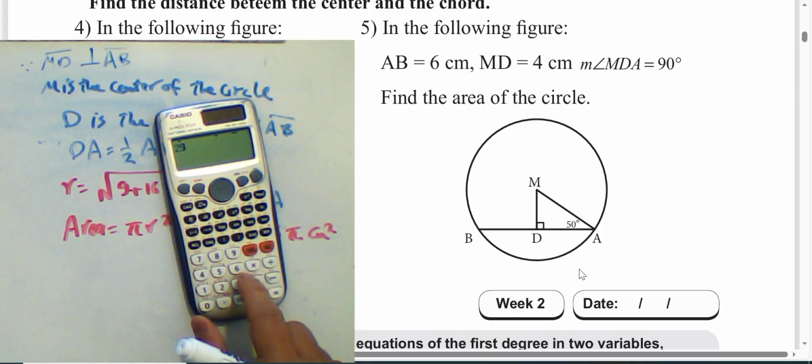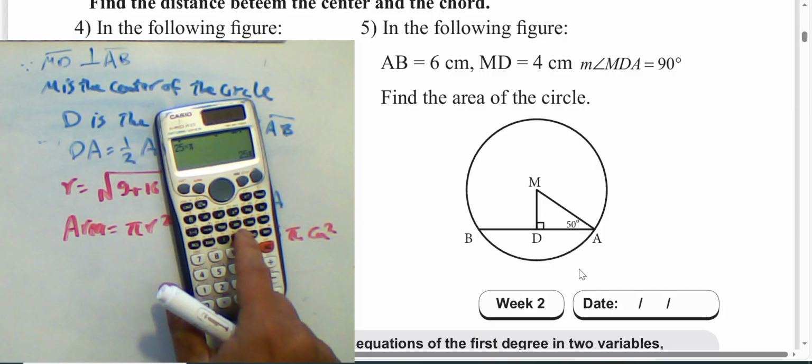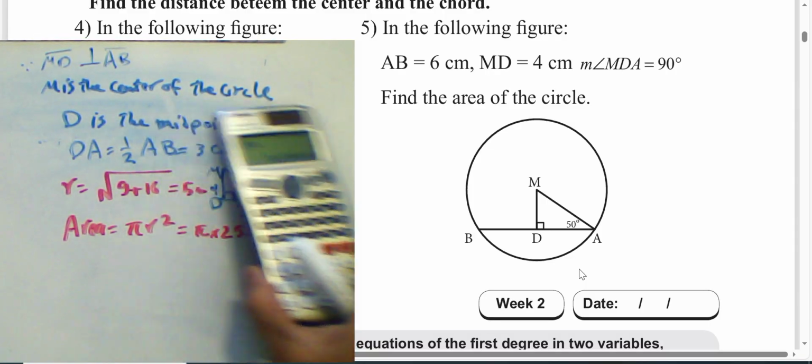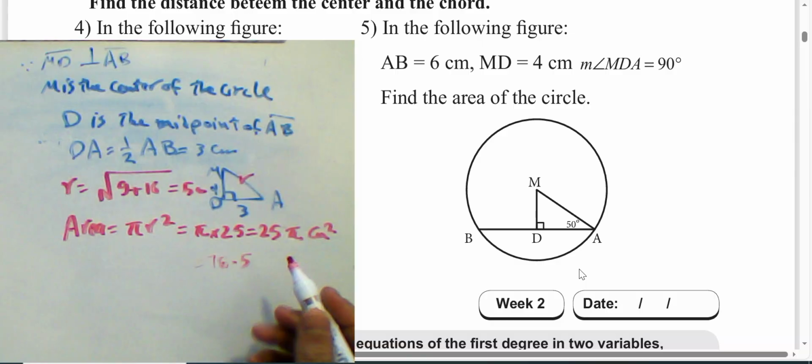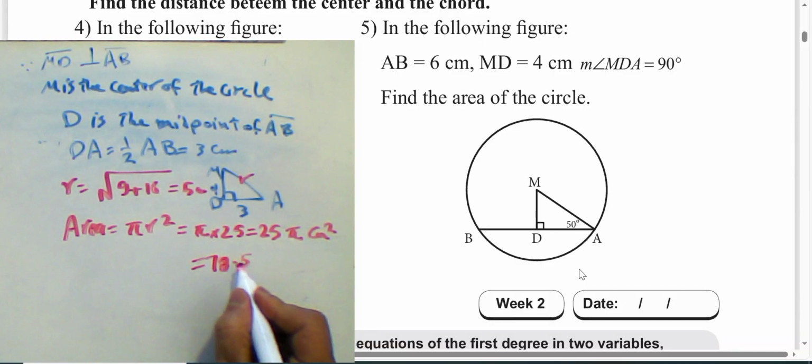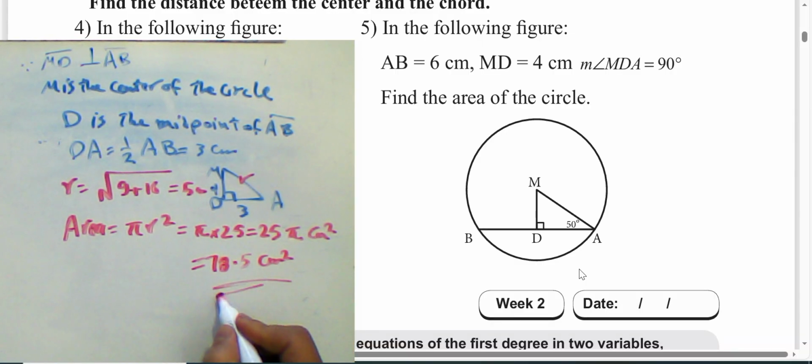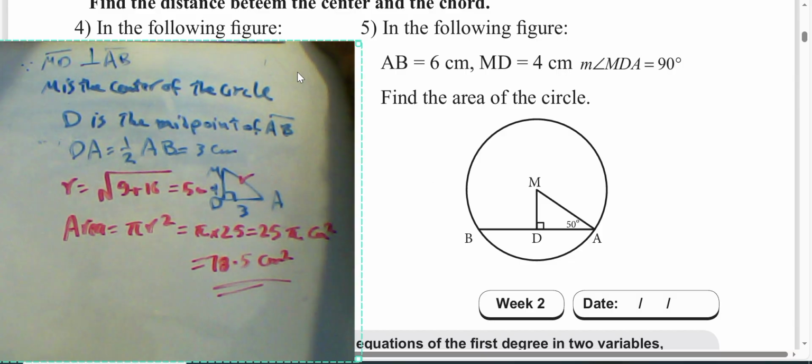You can use a calculator to find the answer. 25 times pi, the result will be 78.5 square centimeters. Okay, 78.5 square centimeters. It's week number 1, homework in geometry.